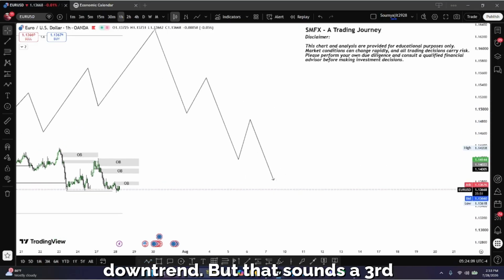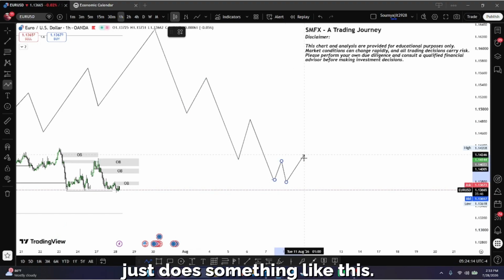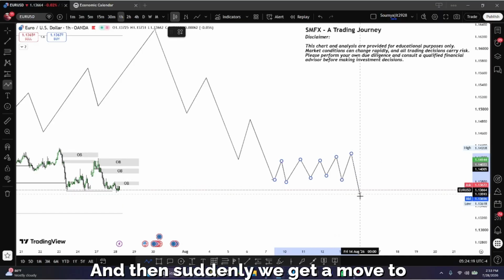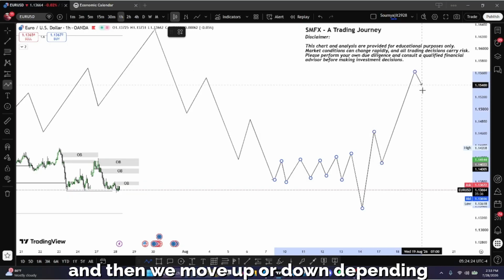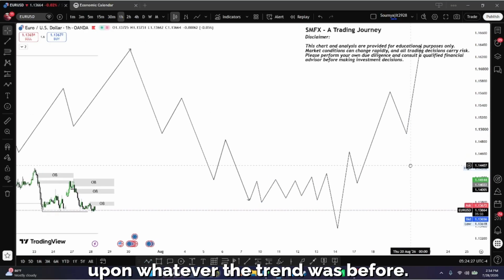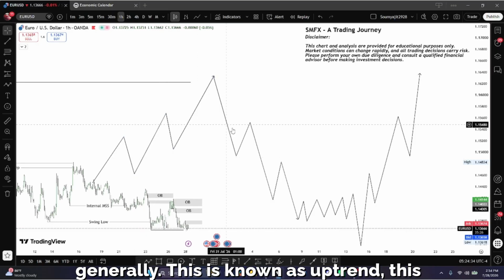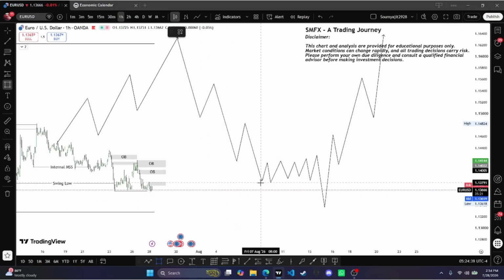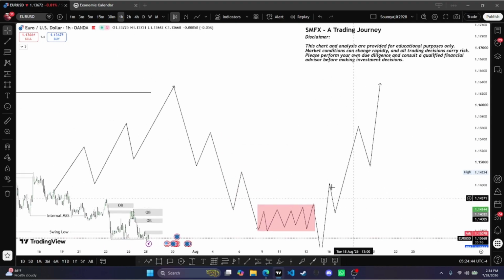But there comes a third price action where there is no move. That means the market is not going up or down. It just does something like this. And then suddenly we get a move to the opposite side, and then again a reversal, and then we move up or down depending upon whatever the trend was before. So this is what happens in the market. Generally this is known as uptrend, this is the downtrend, this is known as consolidation, this particular part, right? And the rest of it is again uptrend.